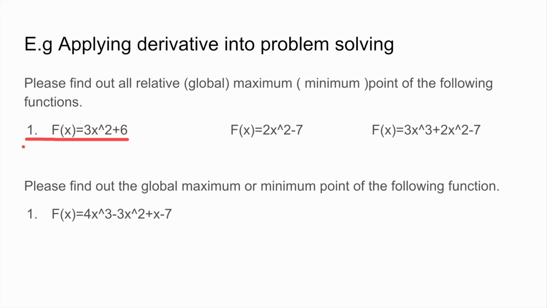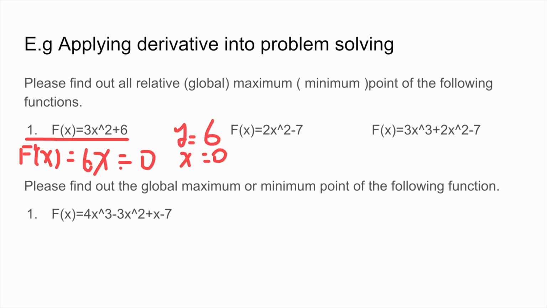Okay, so let's do the first question together. For this question, we're finding the dy over dx of it, which is 6x. If you let 6x equal 0, then x will also equal 0, and if we plug x equals 0 into the original function, we will get y equals 6.